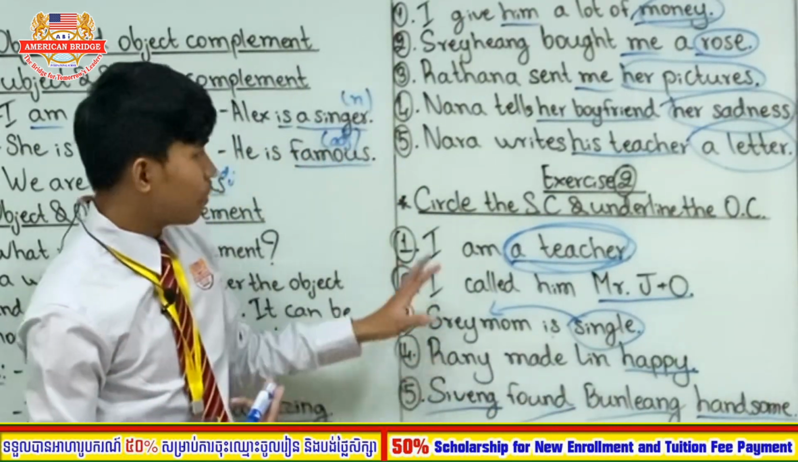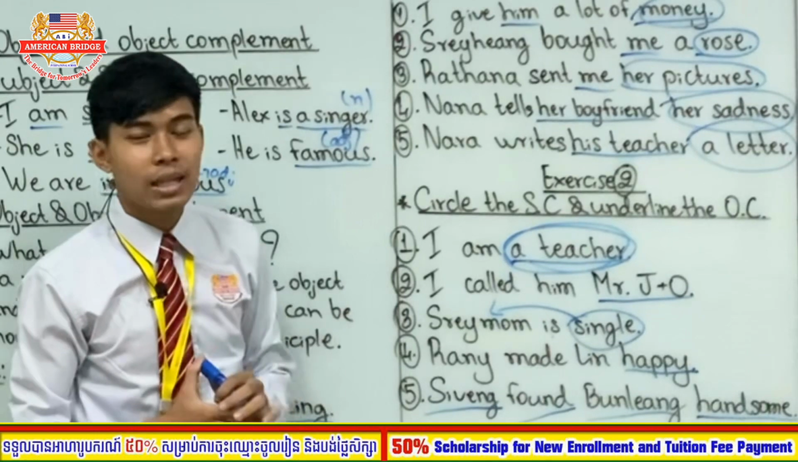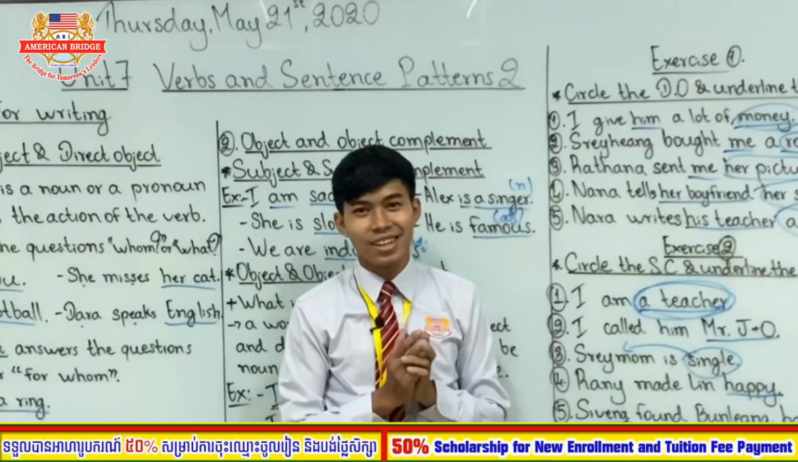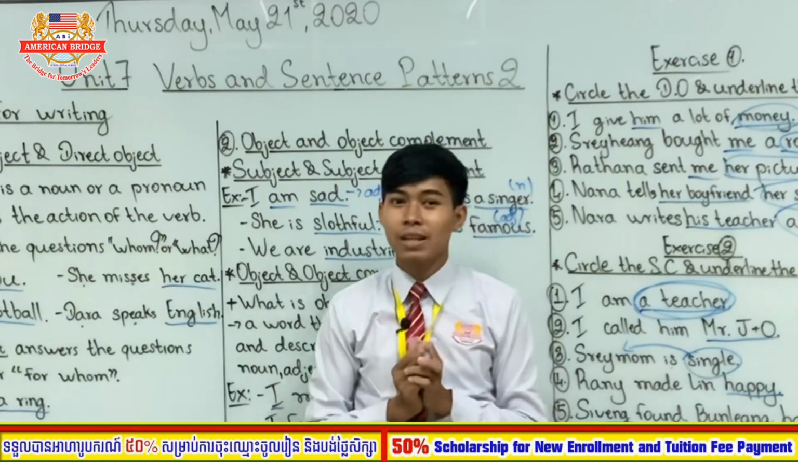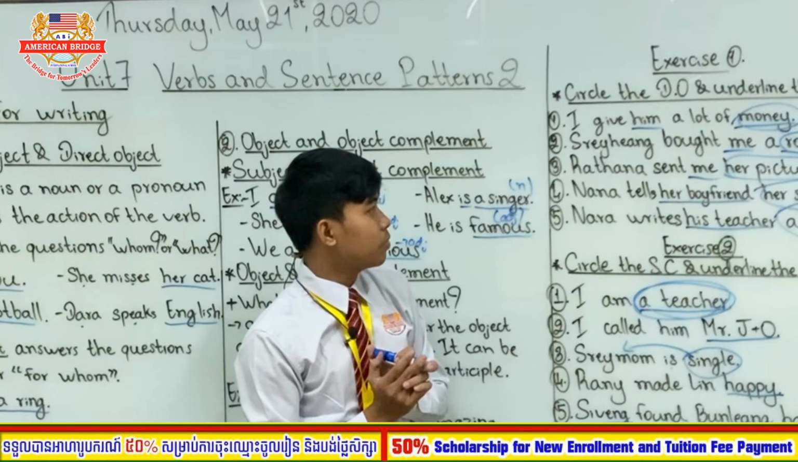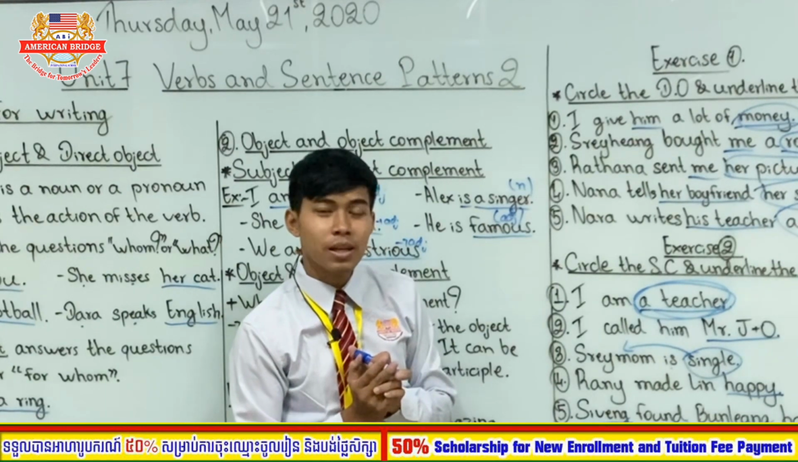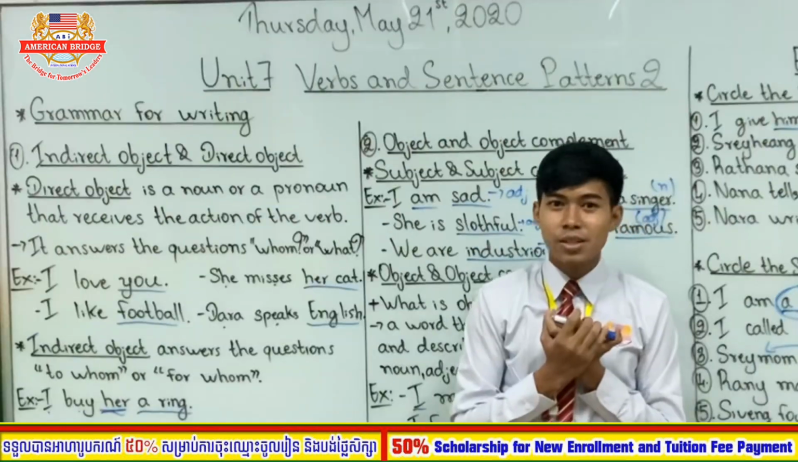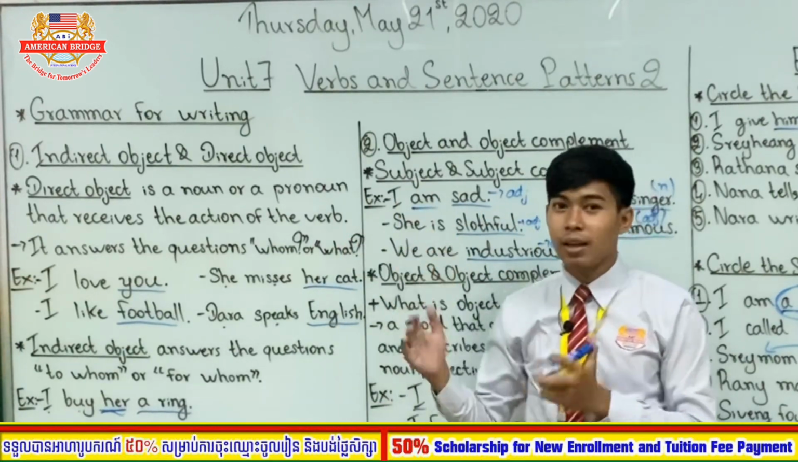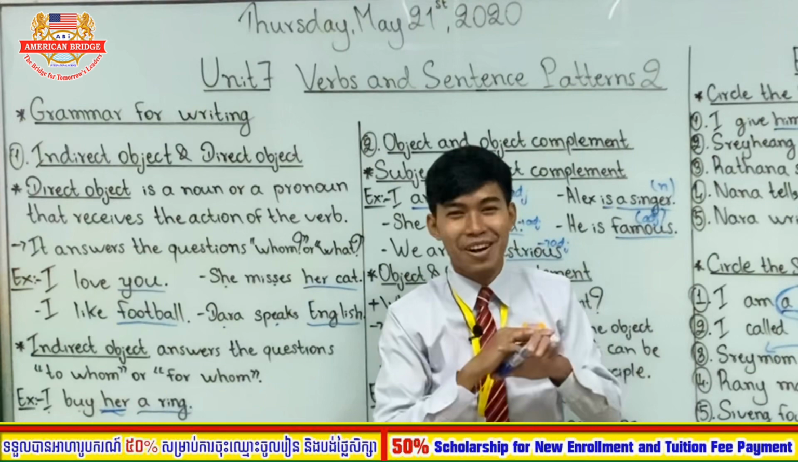So now we have finished our exercise number 1 and exercise number 2. Do you feel tired? I am so tired. Okay, so now we have finished our lesson today for Thursday. Before we end our video, let's summarize what we have learned today. So what have you learned today? Today you have learned about indirect object and object complement. There are a lot of objects, right?